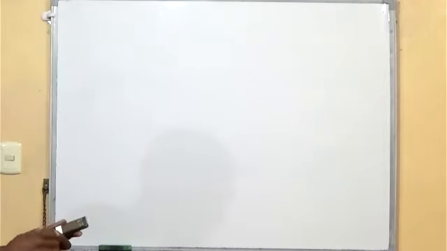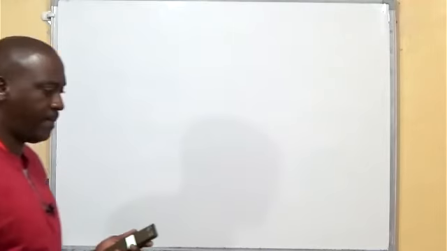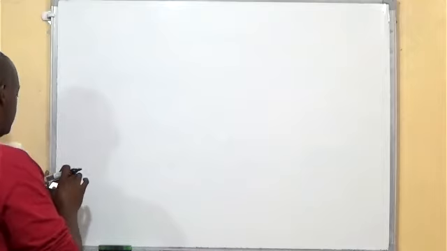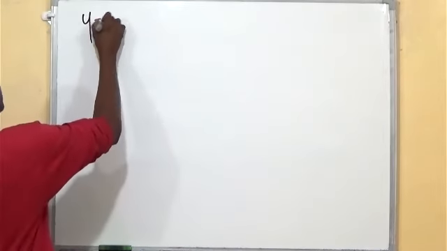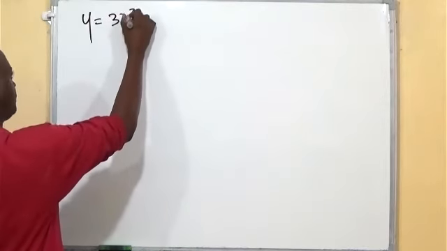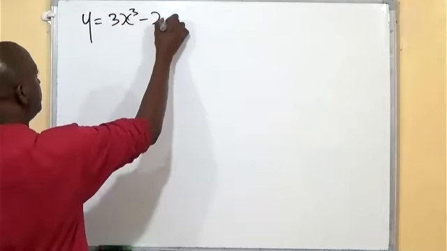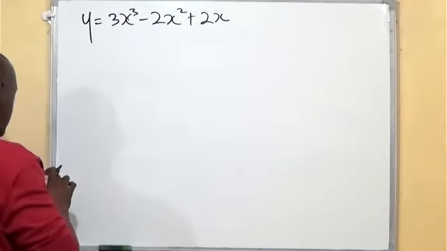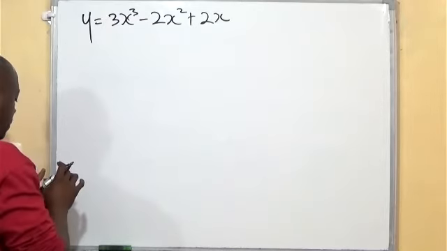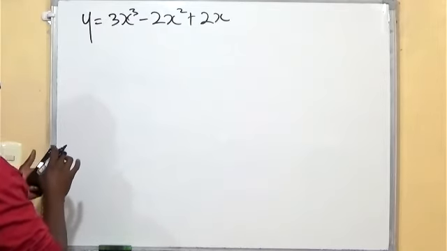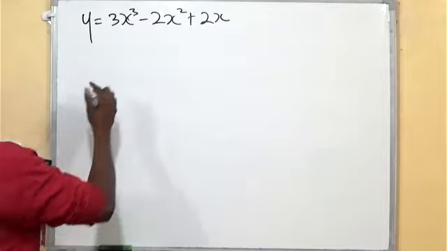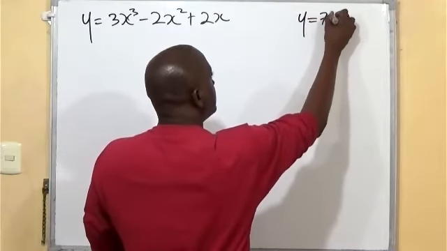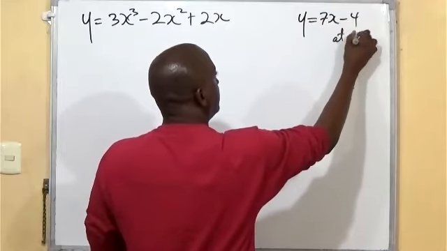Right, question 10. A curve has the equation y is equal to 3x cubed minus 2x squared plus 2x. All right. Part 1, show that the equation of the tangent to the curve at the point where x equals 1 is y is equal to 7x minus 4.